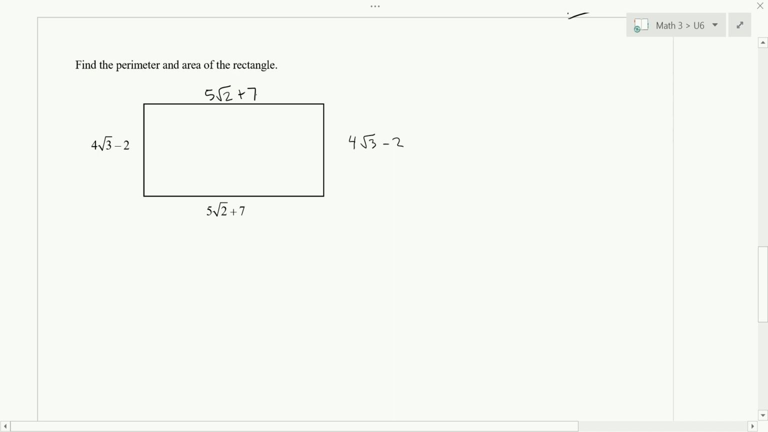And so we need to find two things. We need to find the perimeter. How do you find a perimeter? Add the length of the four sides. So you want to add all four of those up. And then we want to find the area of a rectangle. And how do you find the area of a rectangle? Length times width. So go ahead and find the perimeter and the area of this rectangle.